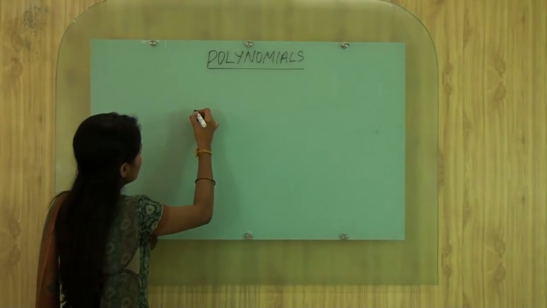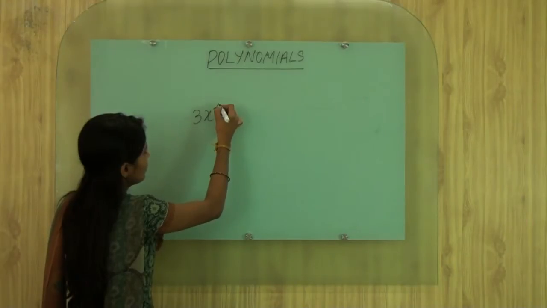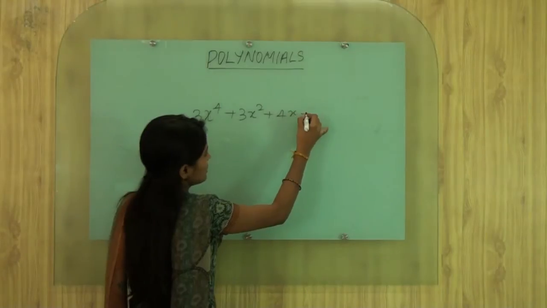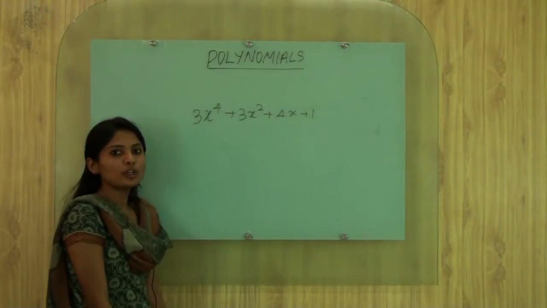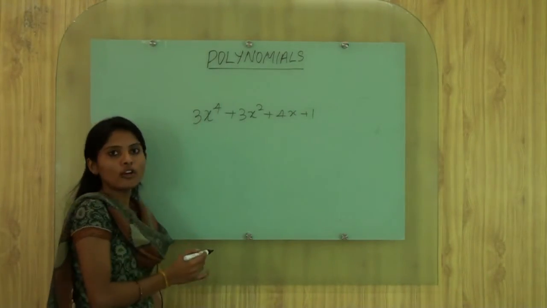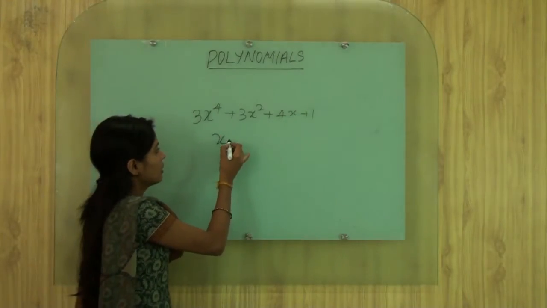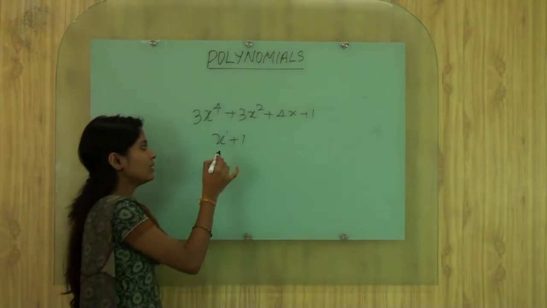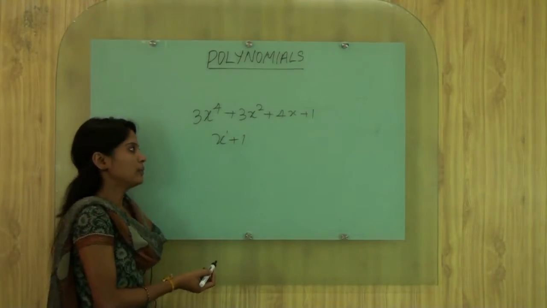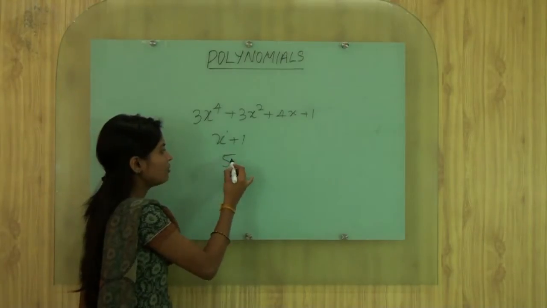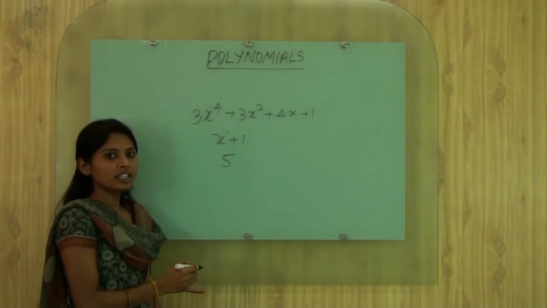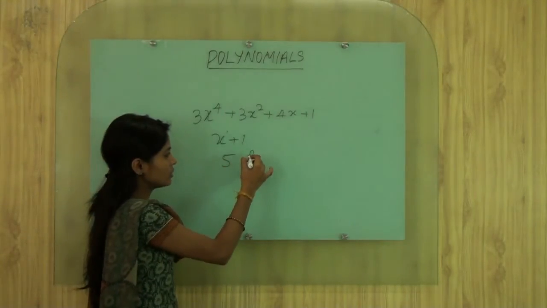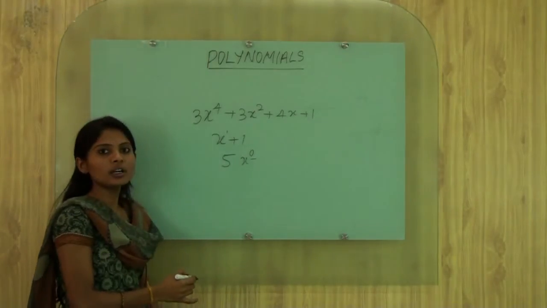Let's take an example. 3x power 4 plus 3x square plus 4x plus 1. Here what is the degree of the polynomial? 4 is the degree of the polynomial. In x plus 1, what is the degree of the polynomial? 1 is the degree of the polynomial. In a constant polynomial, the degree of the polynomial is 0. That is x power 0. Therefore, 0 is the degree of the polynomial.